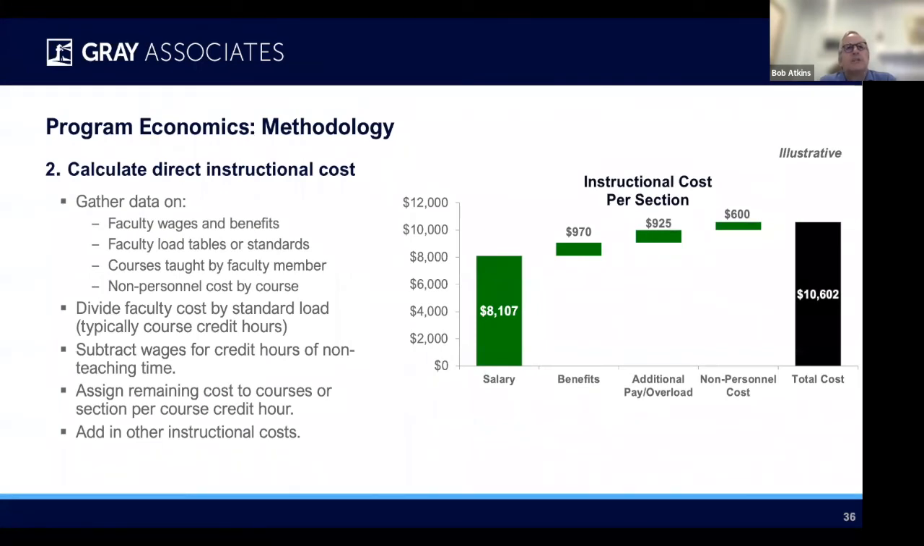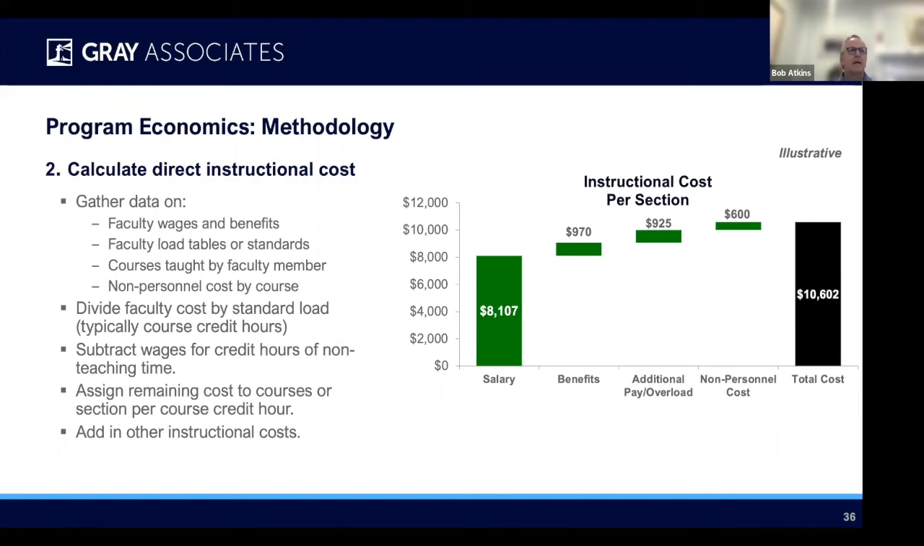Instructional cost per section is really your faculty. Generally, there might be some small amount of non-personnel cost, but it's going to be faculty salary and benefits. Now, importantly, faculty do more than teach. So before you just take the whole wages and benefits for a faculty member and assign them to teaching, you actually have to take out the non-teaching time.